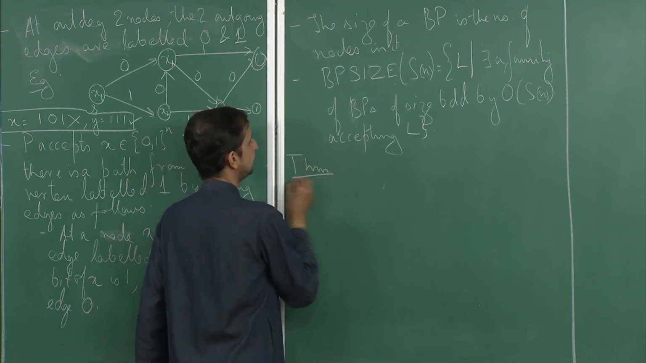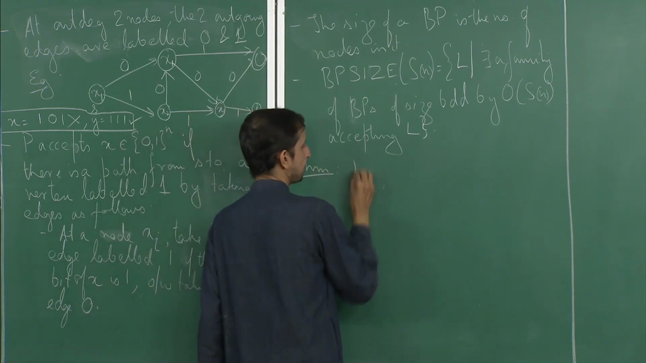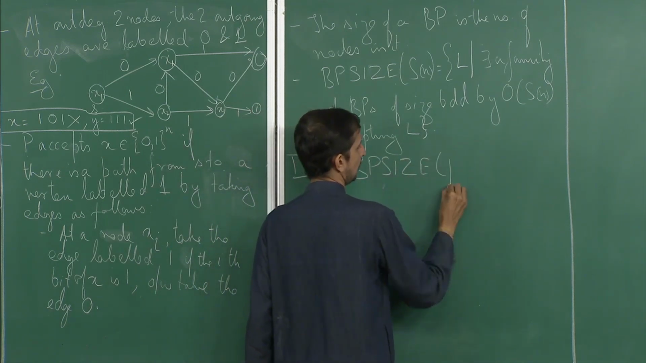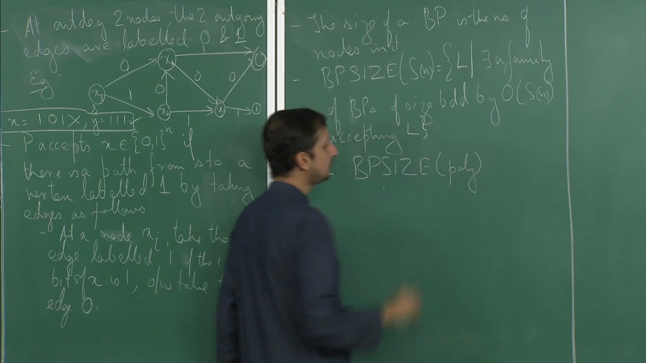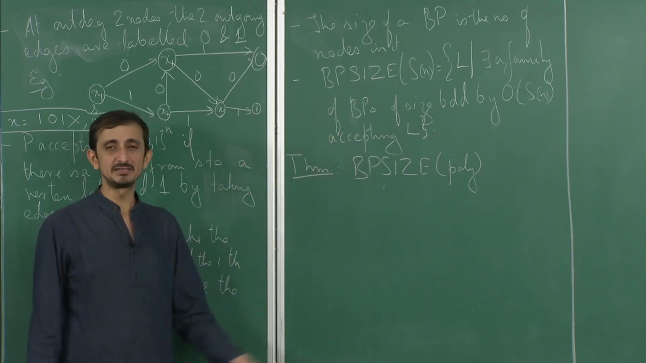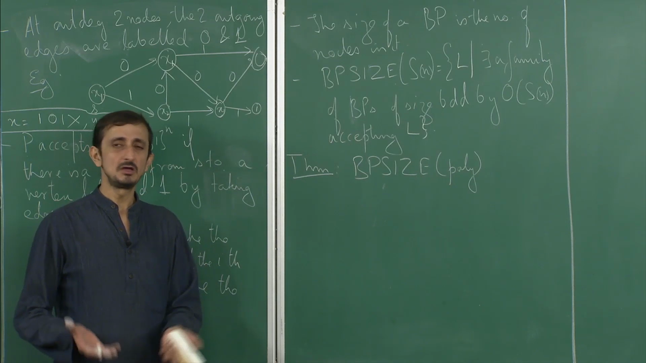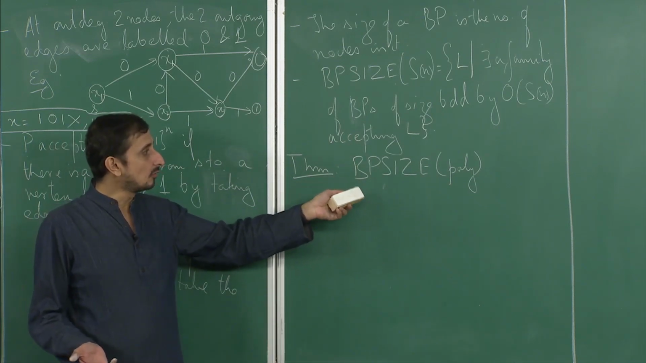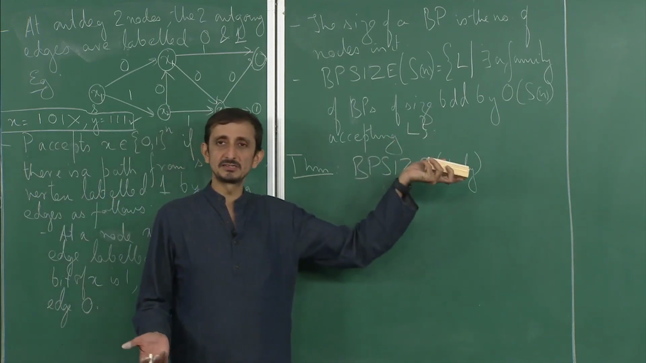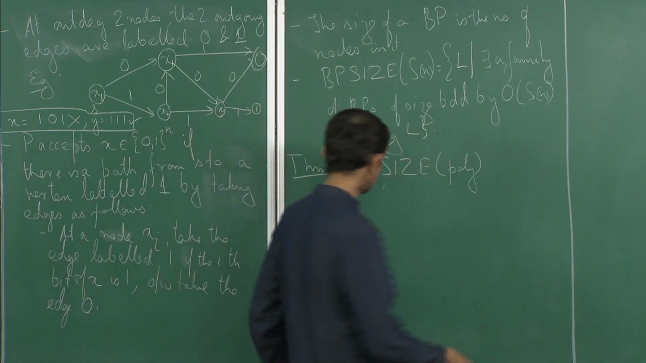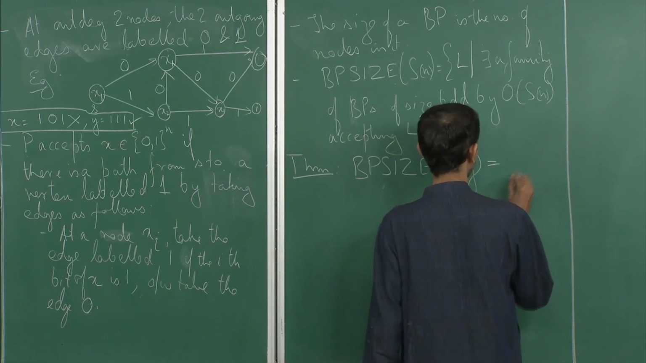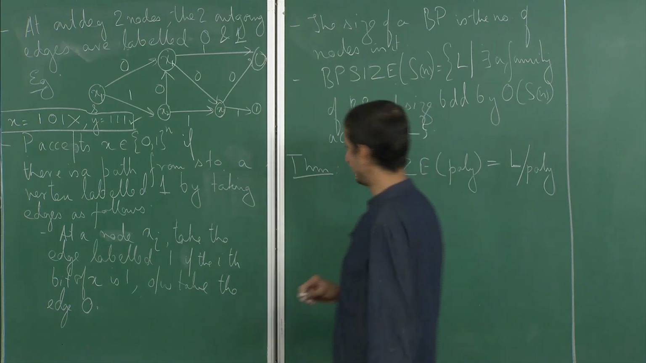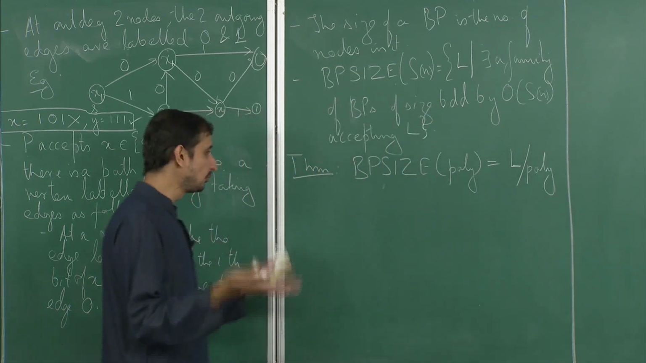So now I can state the theorem that branching programs of polynomial size. BP size poly essentially means any branching program whose size is polynomial. Another way to define it would be the union over BP size of n to the power c for all c. Okay. So this is equal to what? L slash poly.